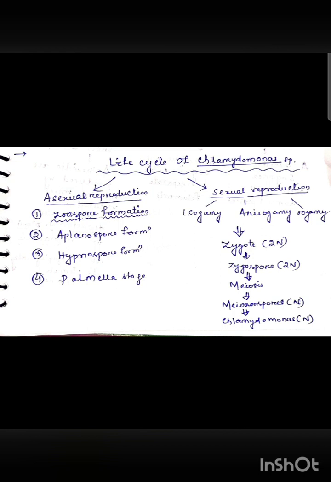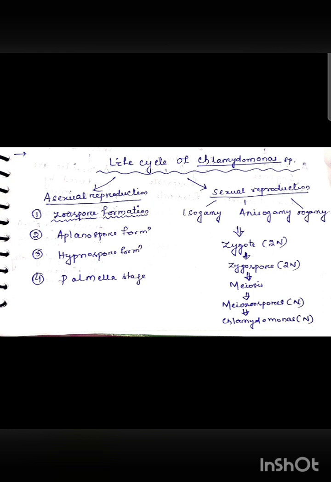Then what is the palmella stage? Under certain unsuitable conditions, motile cells come to rest and lose flagella. They remain clustered together in the parent cell and subsequently become mucilaginous and swell up considerably. So this type of stage is called the palmella stage.